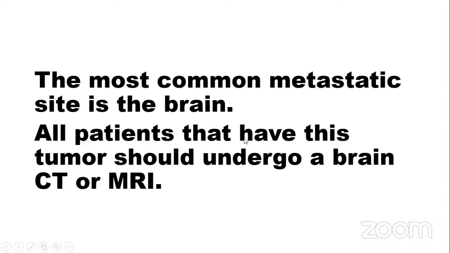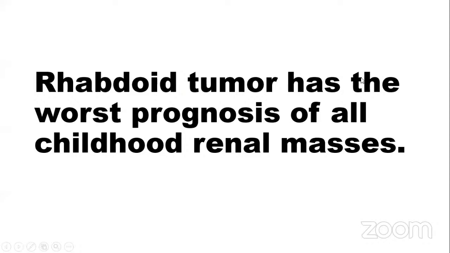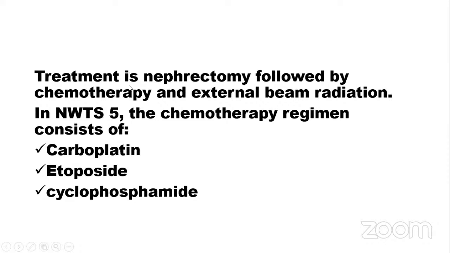All patients that have this tumor should undergo brain CT or MRI. Rhabdoid tumor has the worst prognosis of all children's renal masses. Treatment is nephrectomy followed by chemotherapy and external beam radiation.